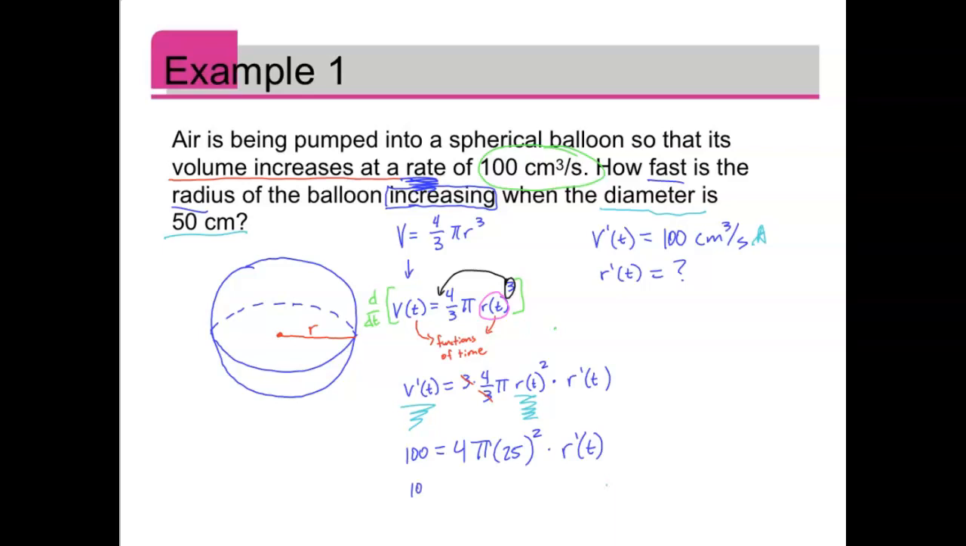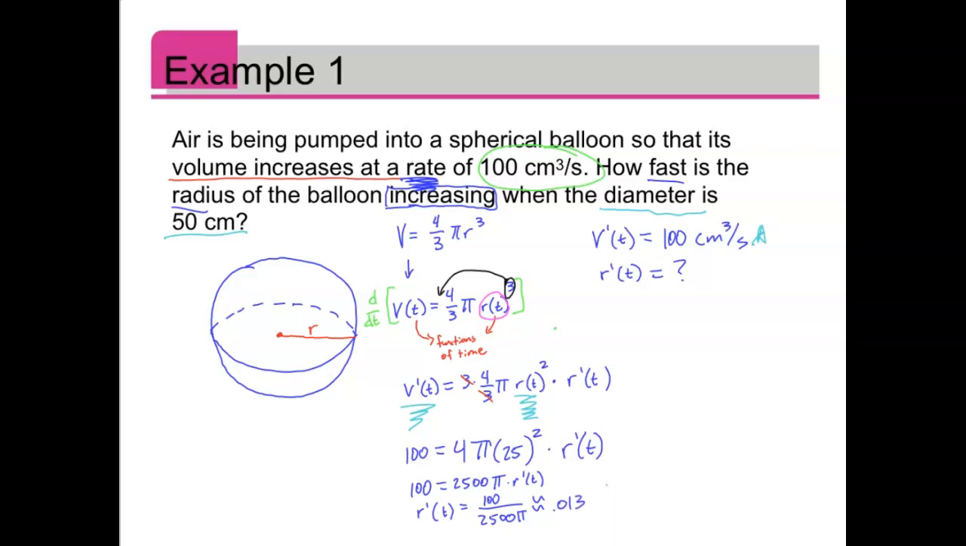All right, so we get 100 equals, what's 25 squared? 625? Times 4 is 2500. So I have 100 equals 2500 pi times r prime. So r prime is equal to 100 over 2500 pi, which we're going to just approximate to 0.013.